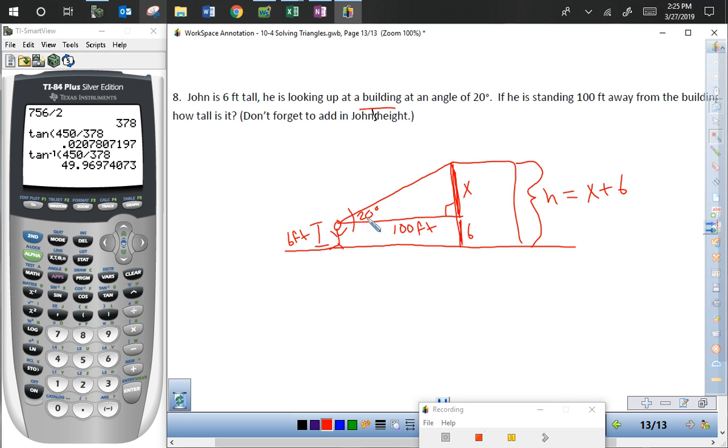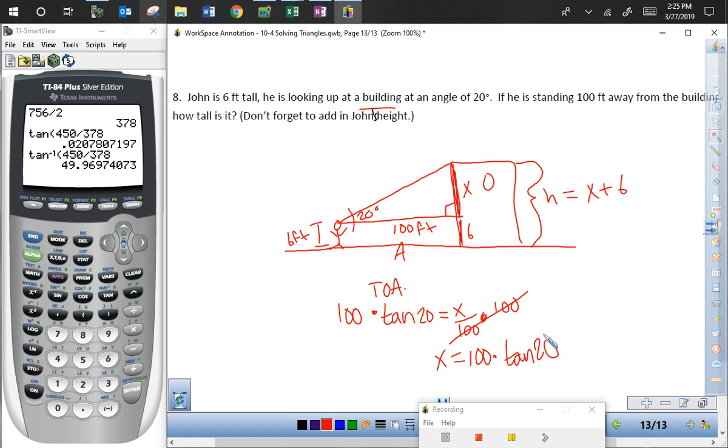Using our angle as a reference, our x is opposite, our 100 is adjacent. So again, we're using TOA or tangent here. So starting out with tangent, then our angle, which is 20 degrees, equals opposite x over adjacent 100. And we just have to multiply by 100 on each side to solve. Now in this case, see how x is by itself? That means we've got 100 tangent 20 for our answer. We just have to type it in.